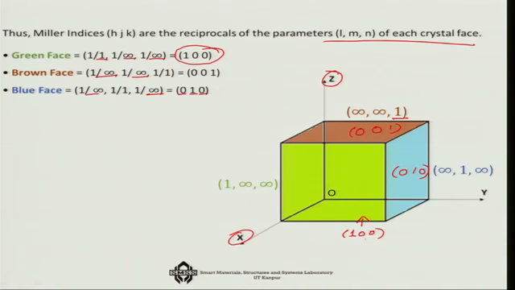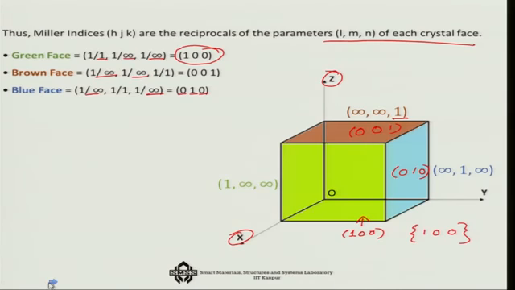Now, let us say if this is 1, 0, 0, 0, 1, 0, 0, 0, 1, all these planes you want to put together, then you have to have a curly bracket and you can write {1, 0, 0}, because they qualitatively indicate all the same type of faces. Okay. So, there is a family of the faces.